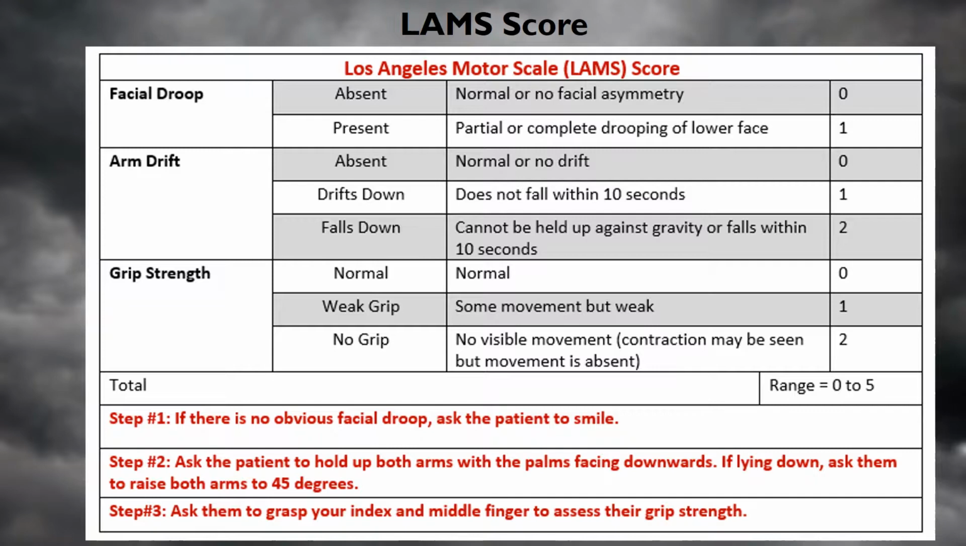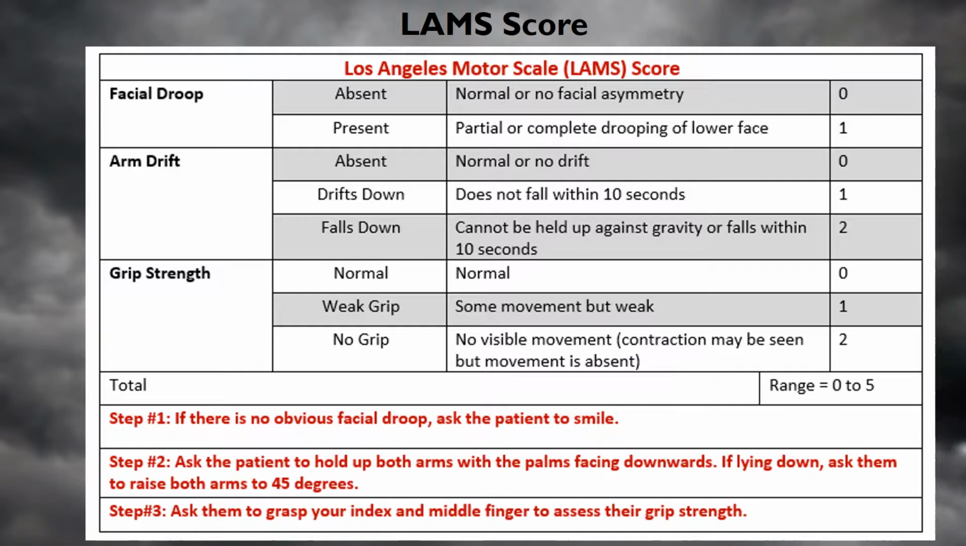The other thing that changes is the LAMS is a scoring system. And the higher the score, the more symptomatic with stroke-like symptoms that these patients will have. So the more serious the patient with stroke-like illness, the higher their score.